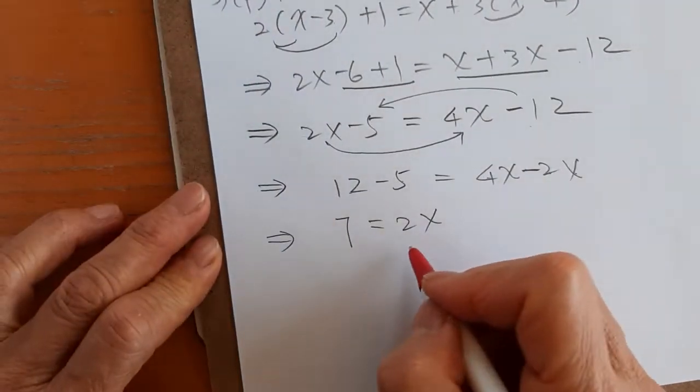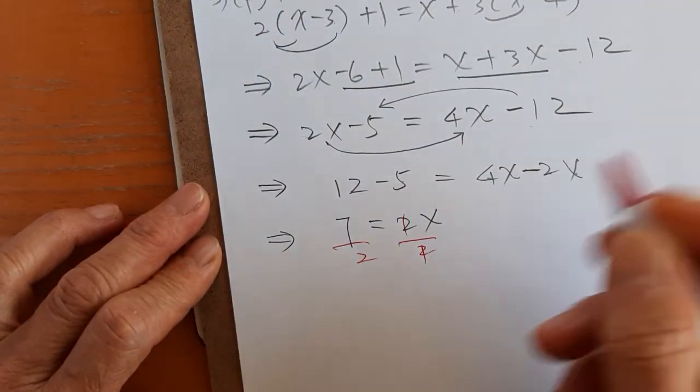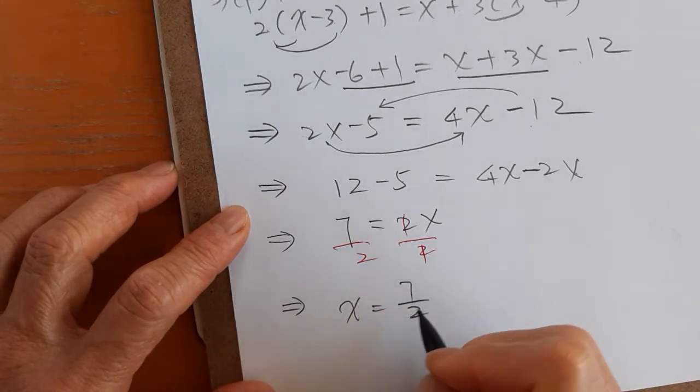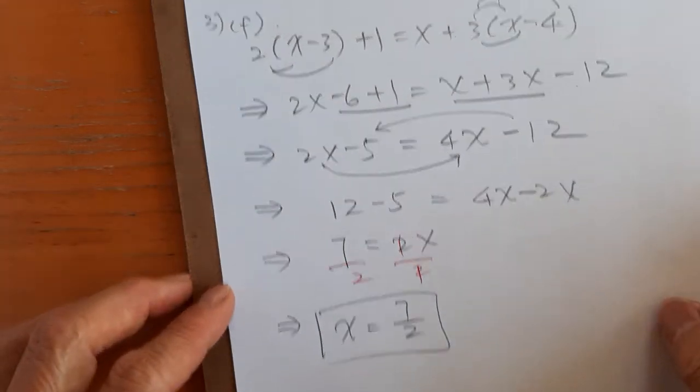Then divide by 2 on both sides. 2 cancels. So you will get x equals 7 over 2.